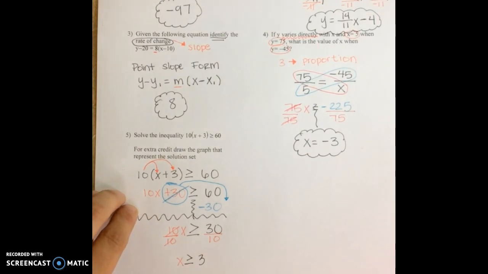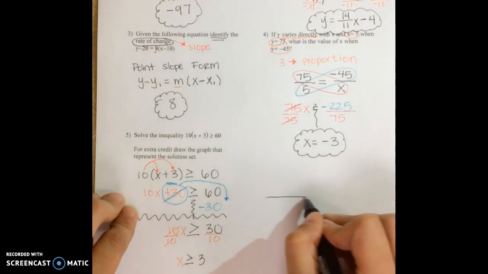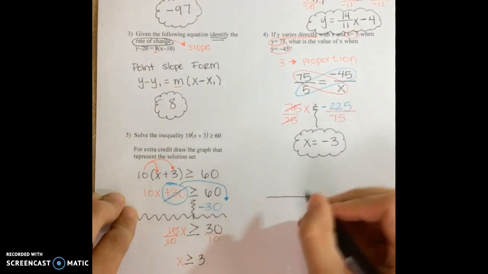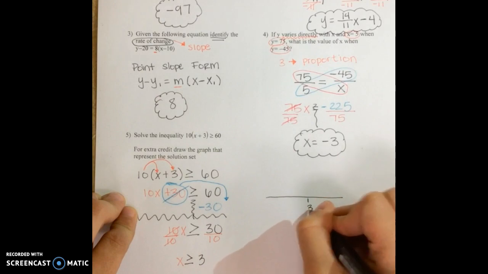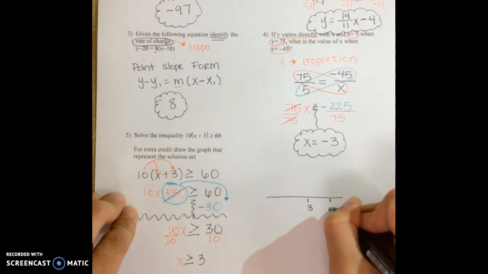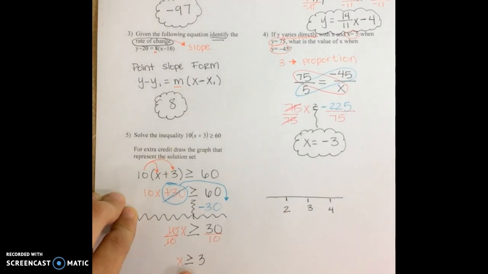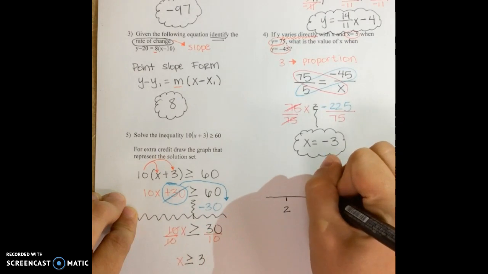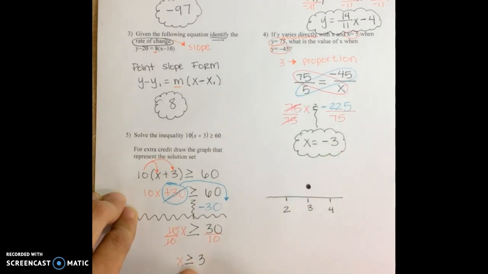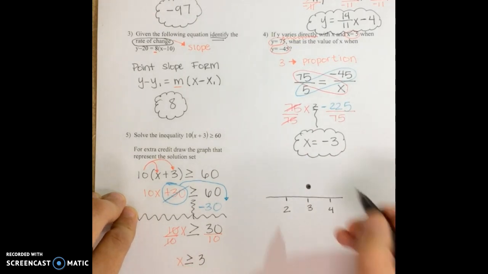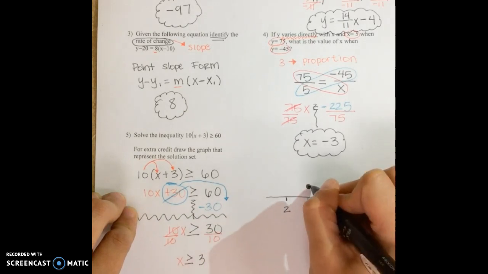And for the extra credit, I want you to graph that on a number line. I'm going to draw my number line right here. I'm going to have 3, something bigger than 3, that's 4, and something smaller than 3, that's 2. When you have this symbol with the equal to, it's a closed circle. And then I want you to think about it like an arrow. It's pointing to the right.